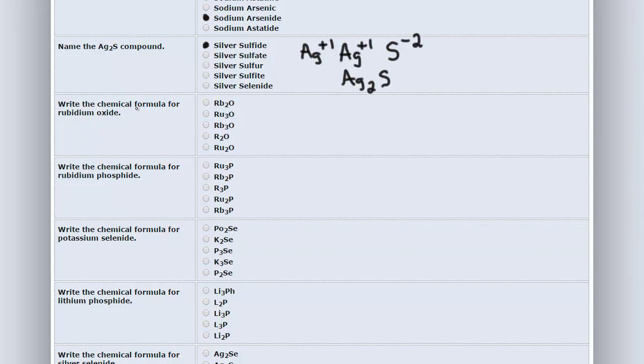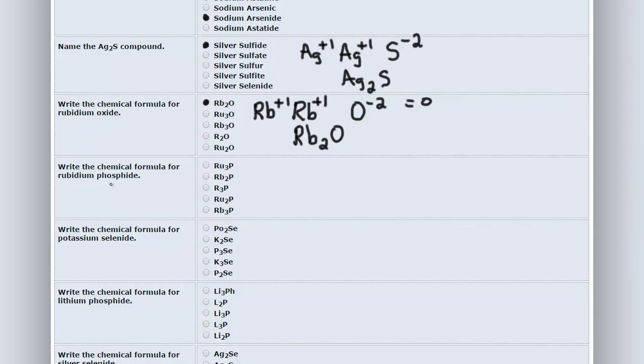Write the chemical formula for rubidium oxide. Well, rubidium, from your periodic table of ions, is a +1. And oxide, I'll put that over here, is a -2. So I have a +1 and a -2. Remember, I want to get to 0. So if I had another one of these rubidiums over here, then I would get +1 + 1 - 2, and that would get me to 0. So that's exactly what we want to do. Rb2O, rubidium oxide, right here.